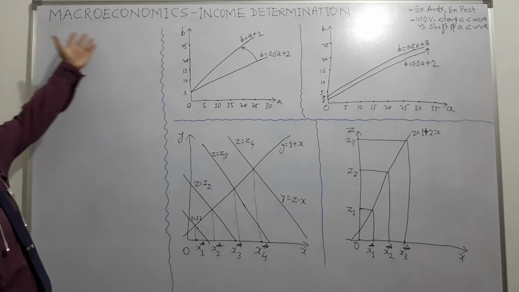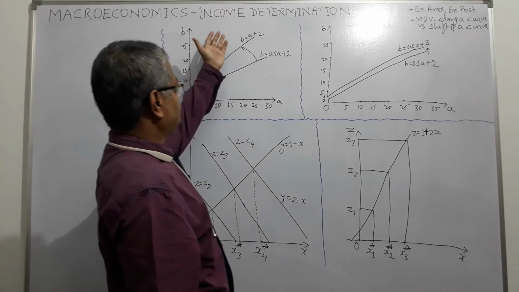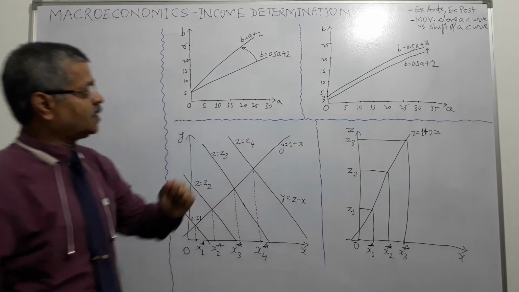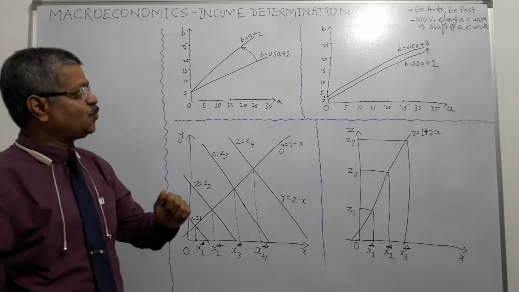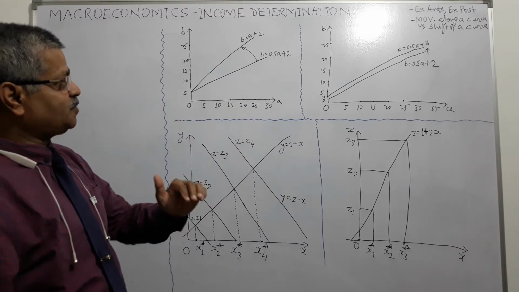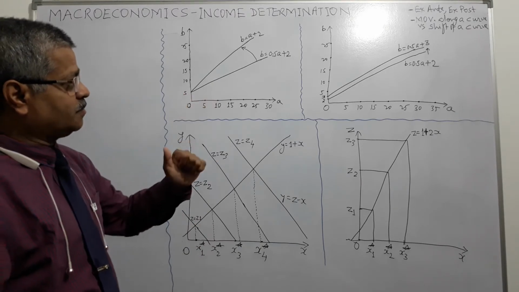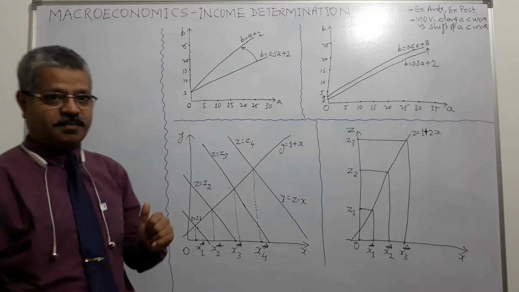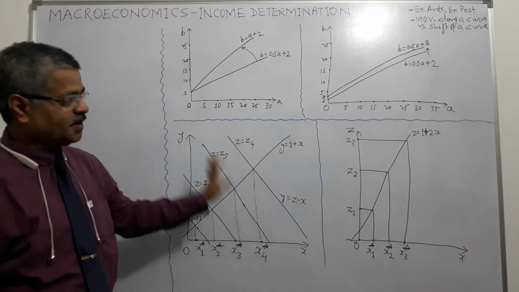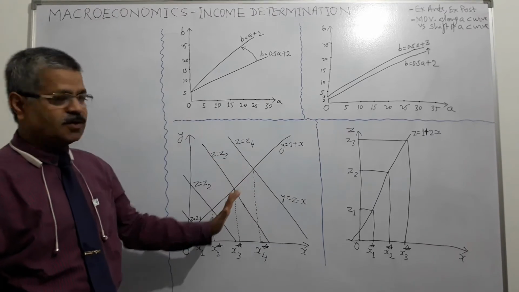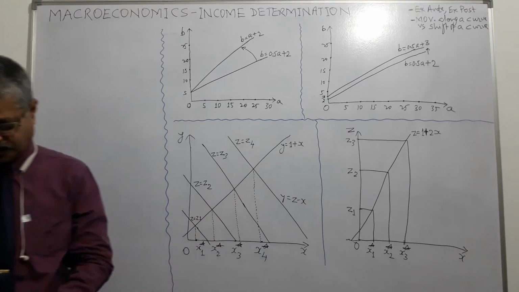Today we will study macroeconomics, the chapter on income determination. In that we will discuss two items: ex ante and ex post, and movement along a curve versus shift of a curve. Right now you should not pay attention to this. This has been done to save time, right?